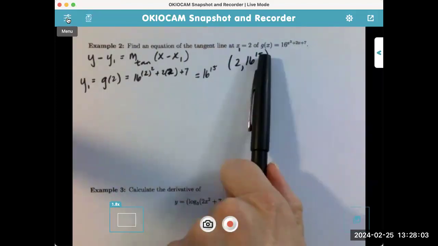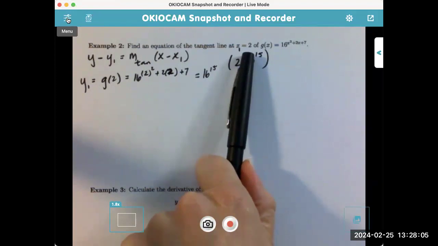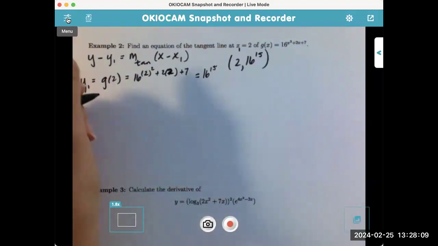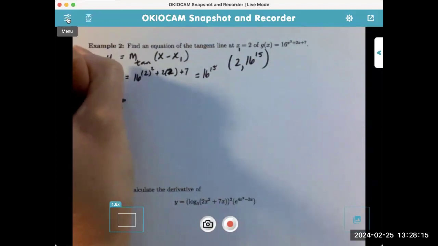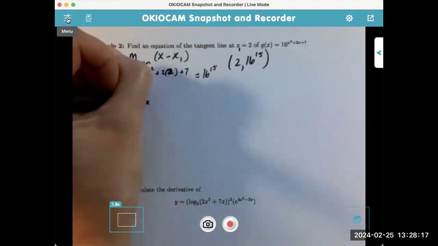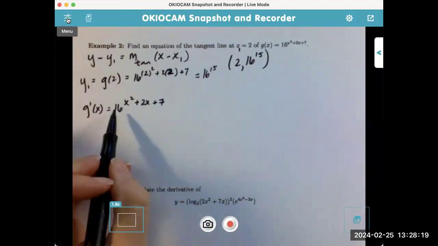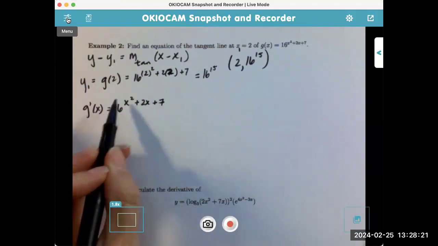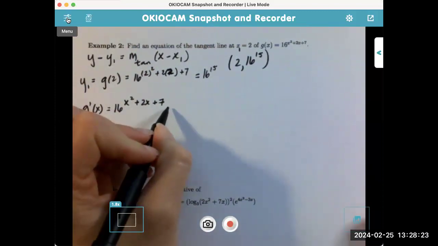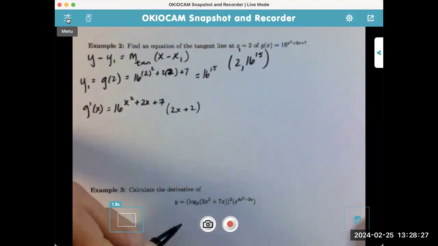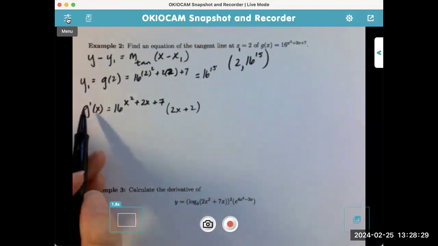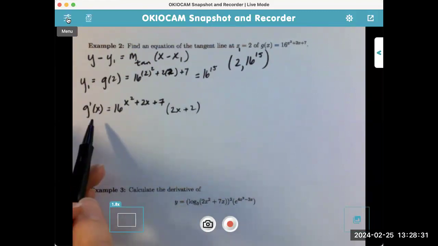Now we need our g prime, and then we're going to pop in 2. So g prime of x is copy paste 16 raised to the x squared plus 2x plus 7. Now we're times the derivative of the power because chain rule. So times 2x plus 2. That is all of g prime.